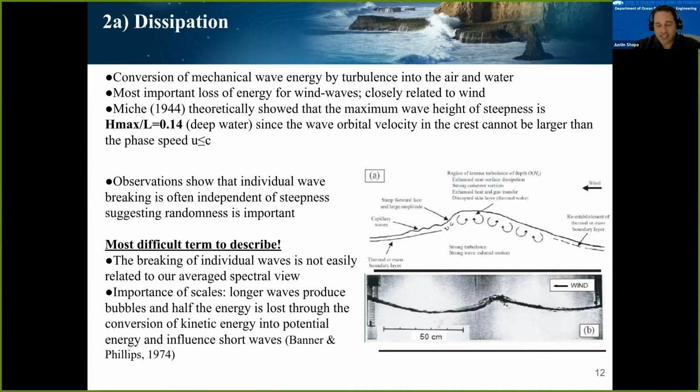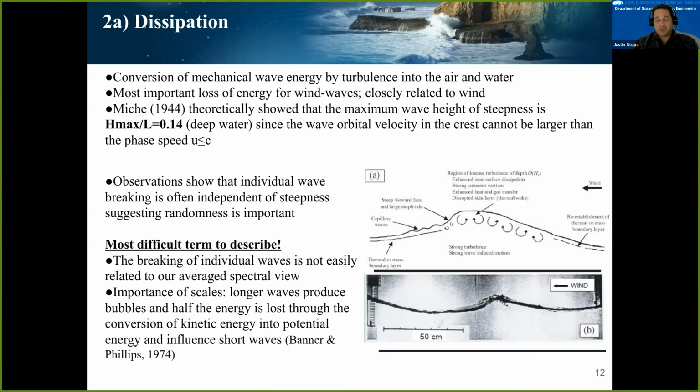So the reality is that this term is very difficult to describe from theory. There's still not a consistent theory that will describe breaking. So pretty much the way we treat it in these spectral wave models is to use a stochastic approach, or we use probabilities to describe wave breaking. And my own opinion on this topic is that we are a little bit limited by our observations still. And as our observations increase, then we will have a better understanding of this term.